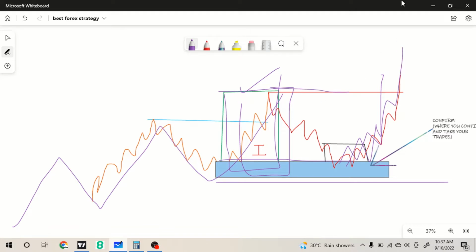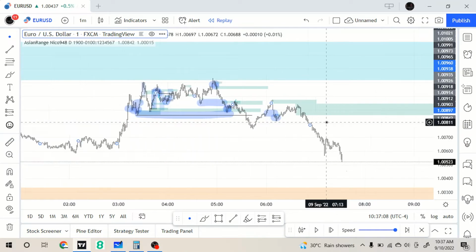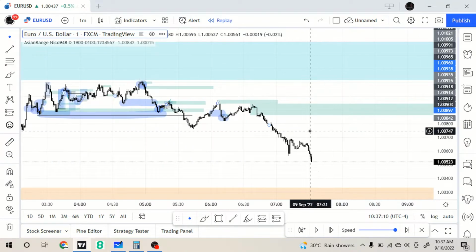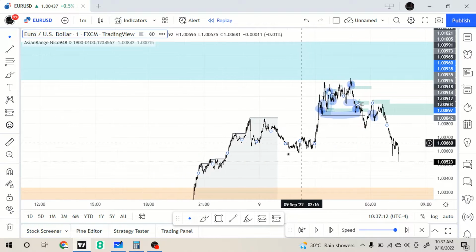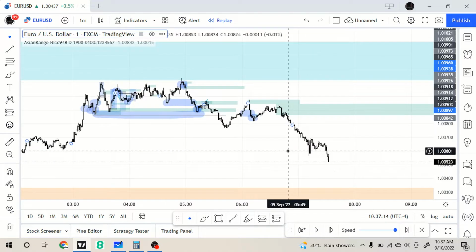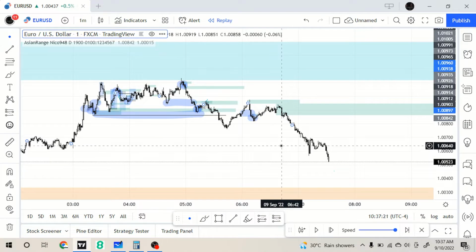Now we're going to jump into the charts right now, and you can see a live example of that. You can look at EU, and you first of all have to make sure you know whether the market is bullish or bearish before you get into a trade. For example, if you're in a bullish market, make sure your market is bullish and it's not just ranging.